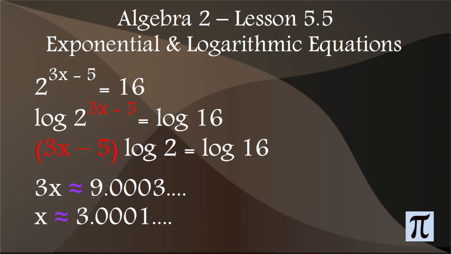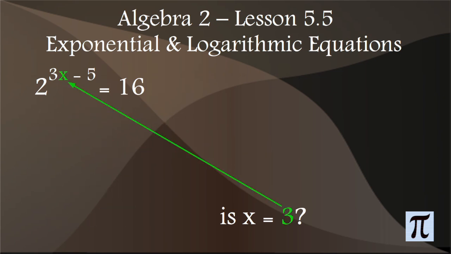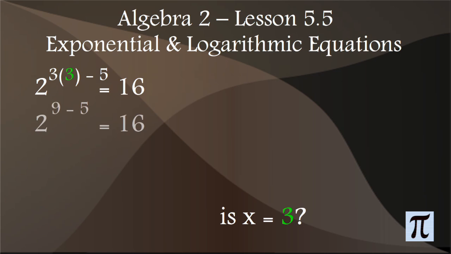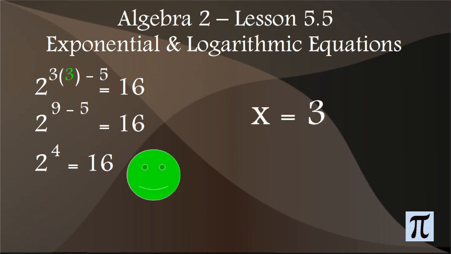But we've been dealing with approximations here. Is it safe to assume that x is exactly 3? Well, let's plug 3 into the original equation and see what happens. It would be 3 times 3 minus 5 as the exponent. So it would be 2 to the 9 minus 5 is equal to 16. 2 to the 4 is equal to 16. Yep, that makes sense. 2 to the 4th power is exactly 16, so the answer is exactly 3.